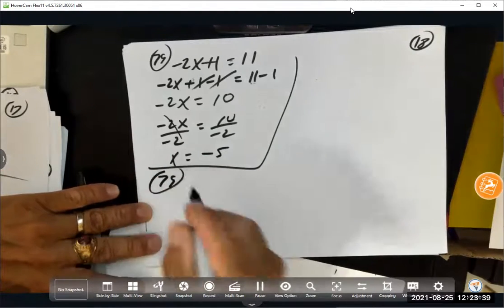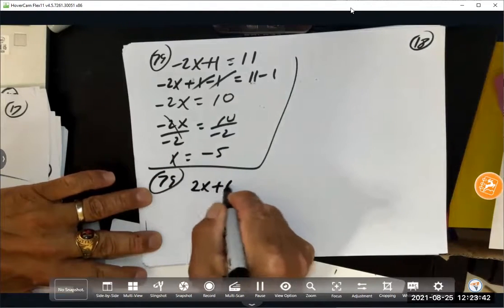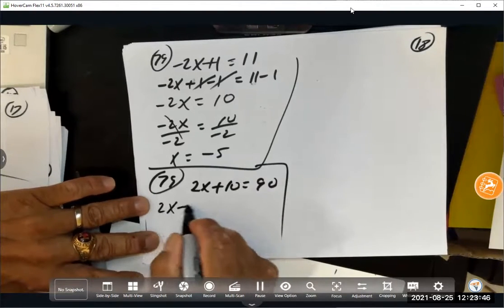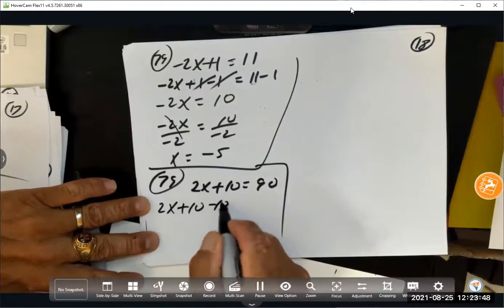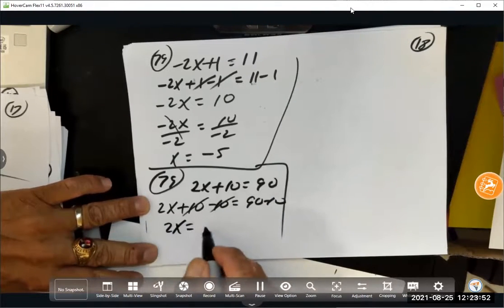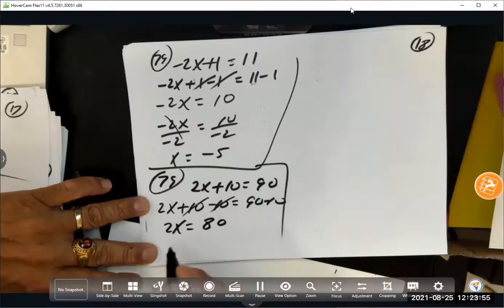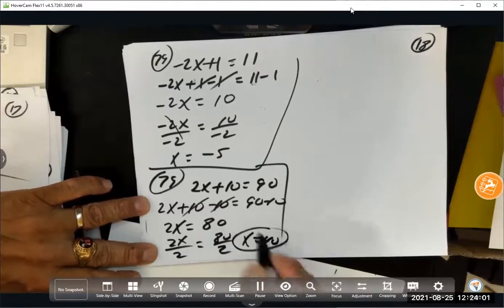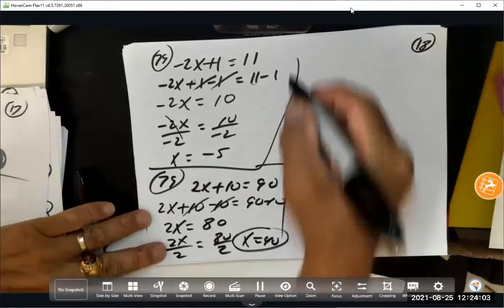79. 2x plus 10 equals 90. So what do I do? Minus 10. Minus 10, minus 10. These are gone. So 2x equals 80. Divide by what? Divided by 2. And x equals 40. x equals 40. Is that okay right there? Okay, do another one like this.